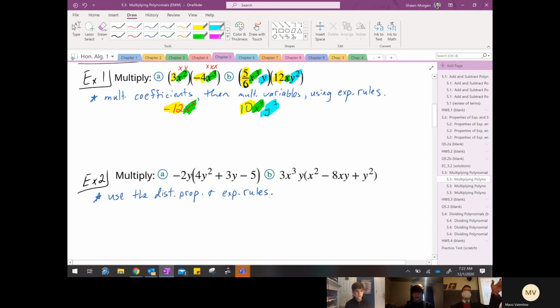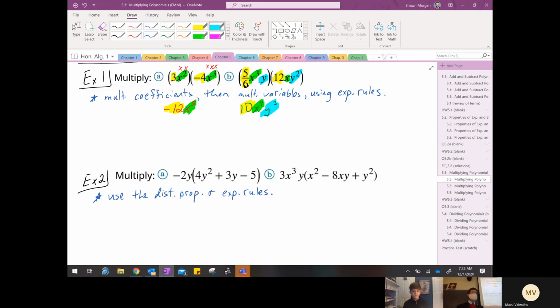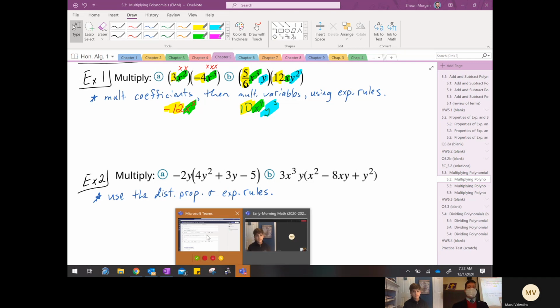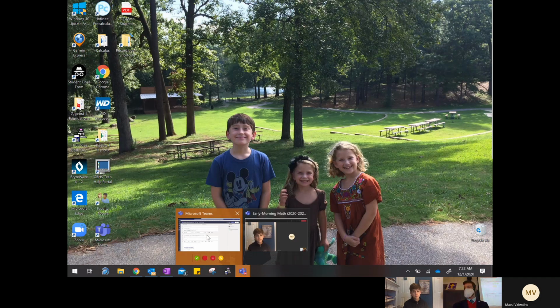What do we call those kinds of polynomials? One-term polynomials? A monomial times a monomial. Very easy. And as you look in blue, I've given you those instructions. We're just going to multiply coefficients, and then we're going to multiply the variables, and we'll use our variable rules. All right. Questions on how that first example worked out?